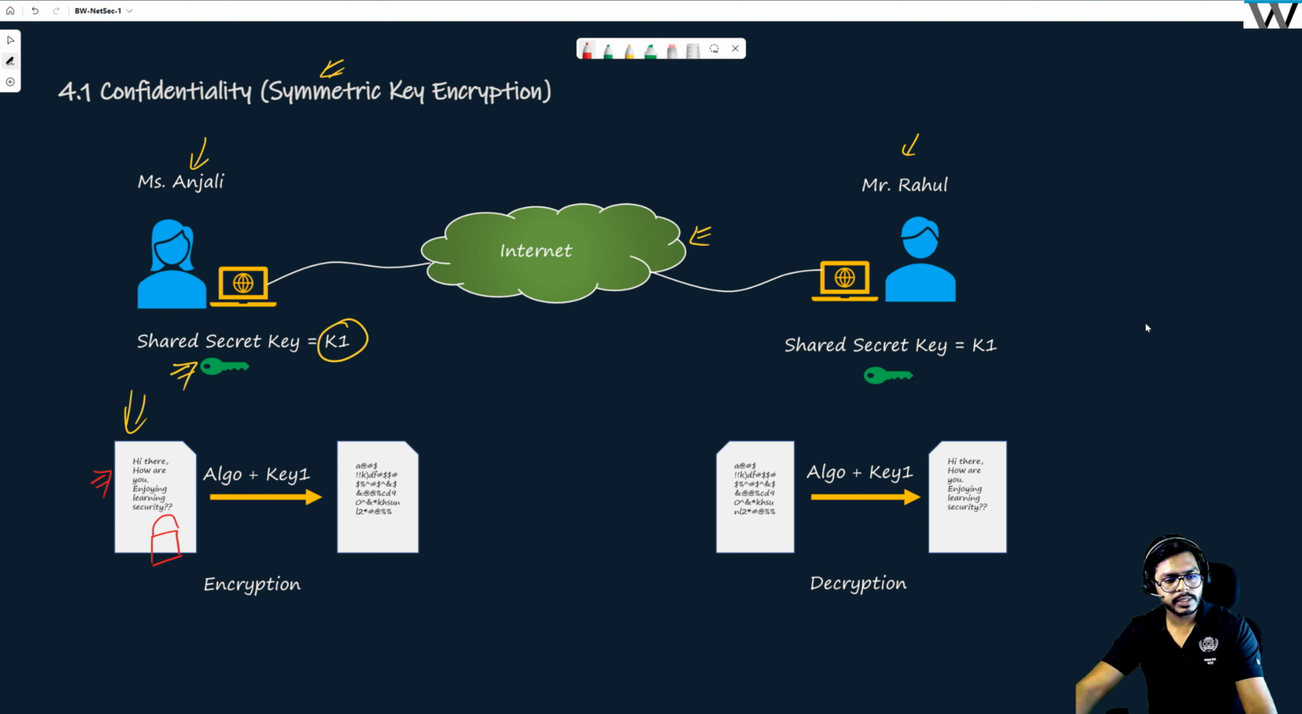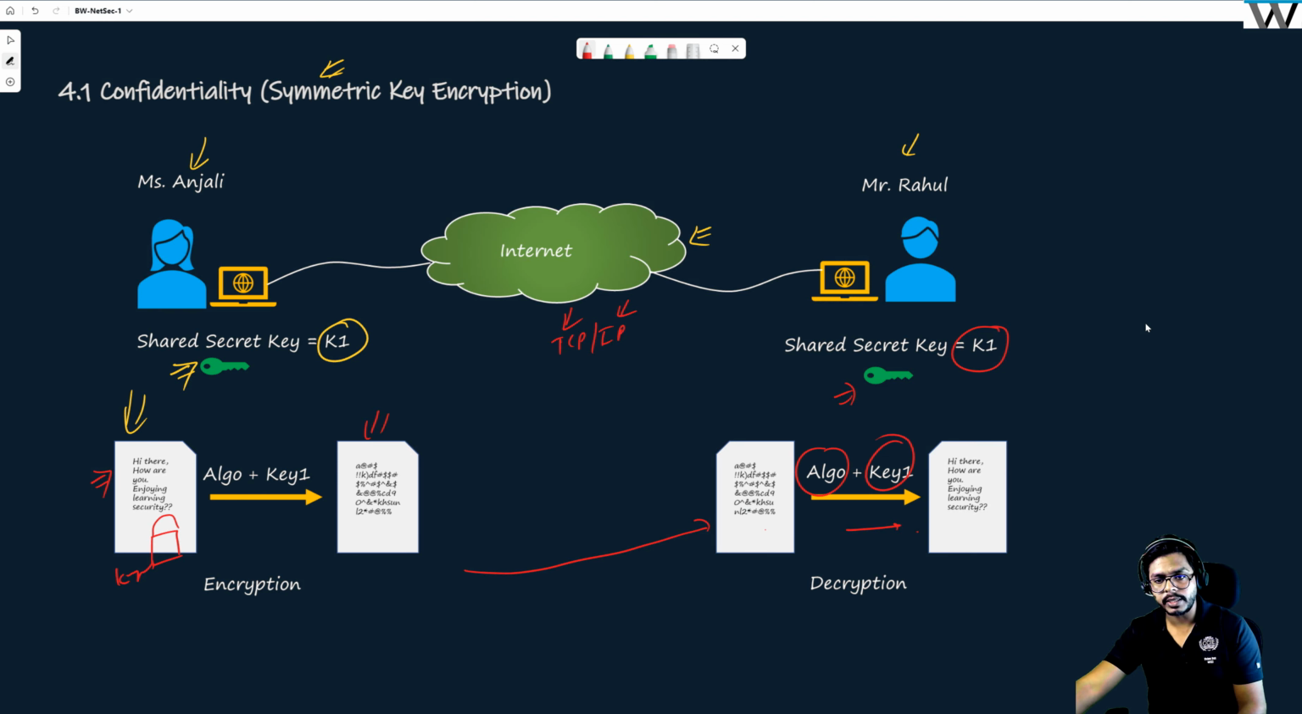Anjali is using this key to lock this document, as simple as that. Now this document is locked. Nobody else can read it because they do not have the key, and it is going to reach Rahul over the internet through TCP/IP, the Transmission Control Protocol and Internet Protocol. You are pretty good with that, right? The end host is going to have this key once again. Because they have this key, they are going to unlock this, pretty easy, and then read it.